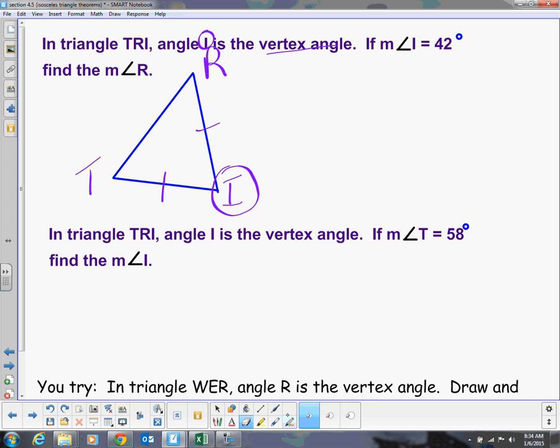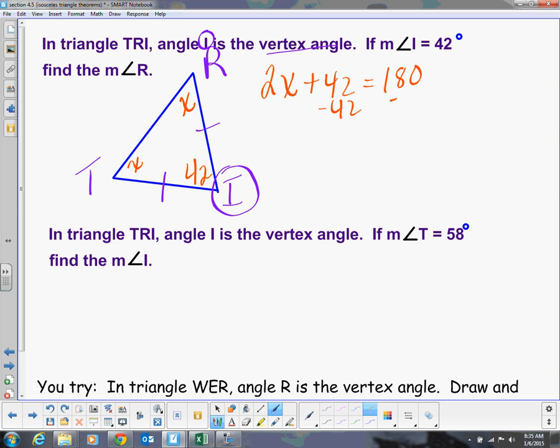All right, by the way, they told us that this vertex angle is 42. So I don't know T. What do we know about R? Is it x or is it 42? It's x, because the angles opposite those sides are congruent. So 2x plus 42 is equal to what? 180. So we're practicing that concept from 3.5. So we've got 2x is equal to 138. Then we're going to divide by 2, and we're going to get 69.